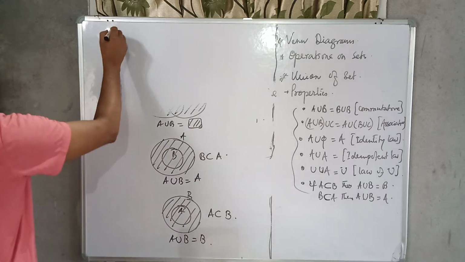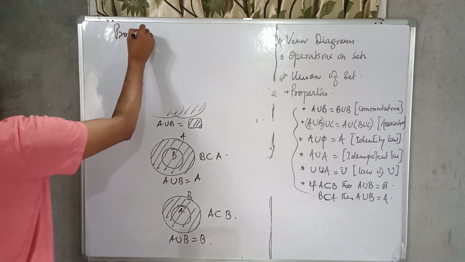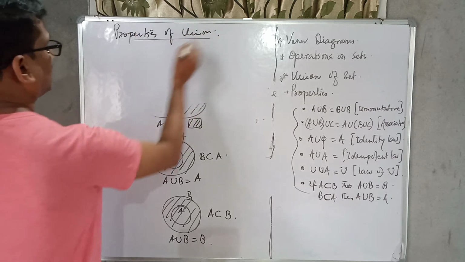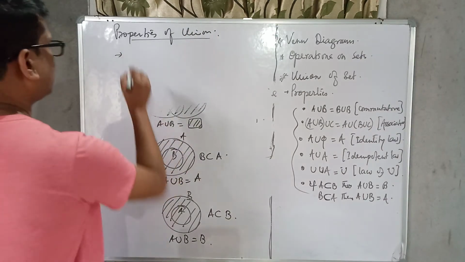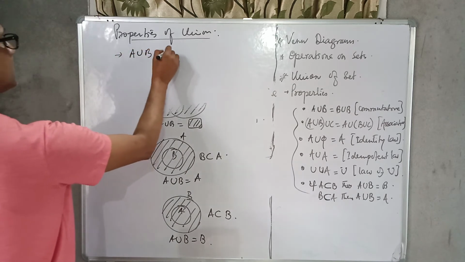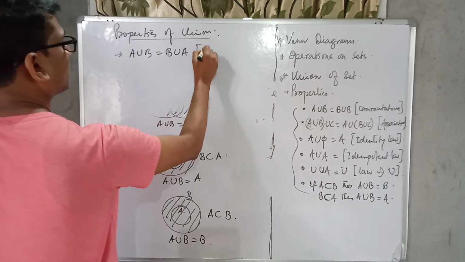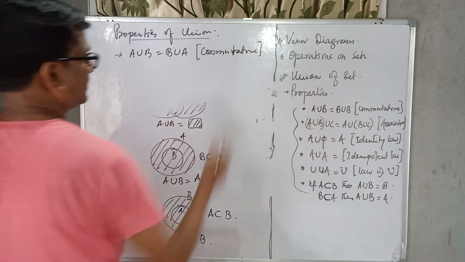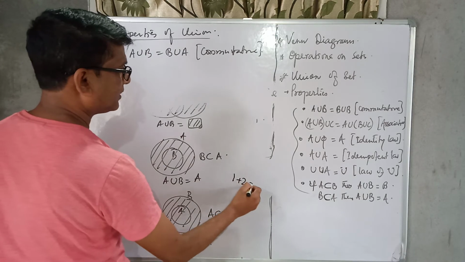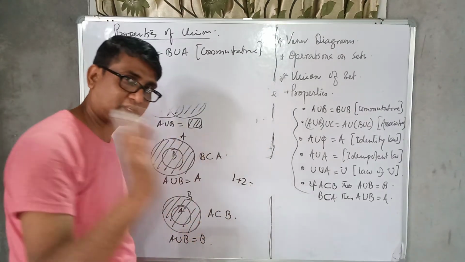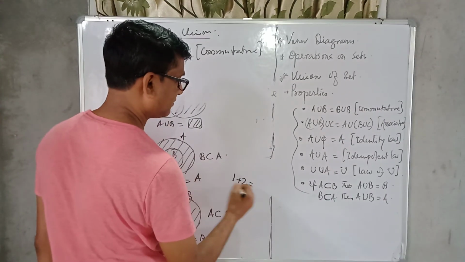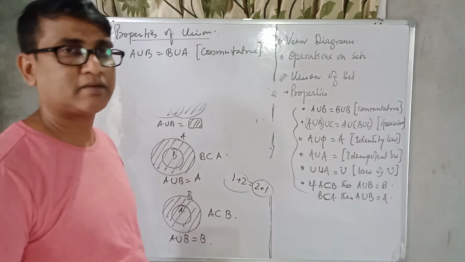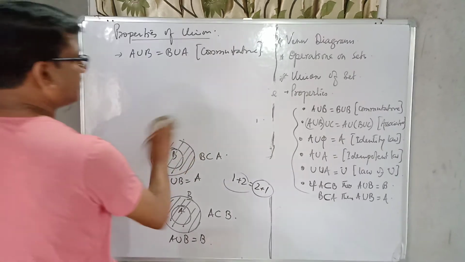Properties of union. What is the first one? A union B is equal to B union A. This is known as the commutative law. We already learned in earlier classes, class 5, 6, that 1 plus 2 is equal to 2 plus 1. This is known as commutative on addition. Okay, this is commutative on the union of sets.